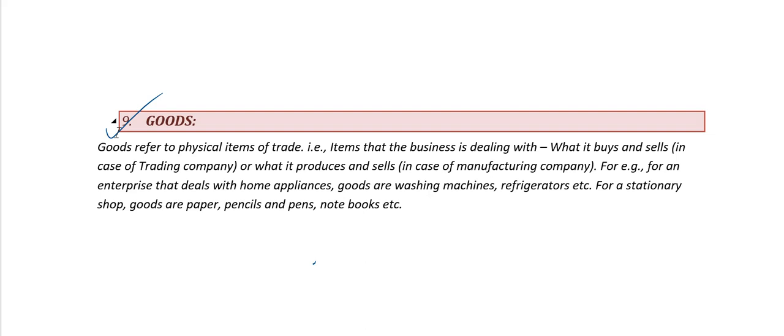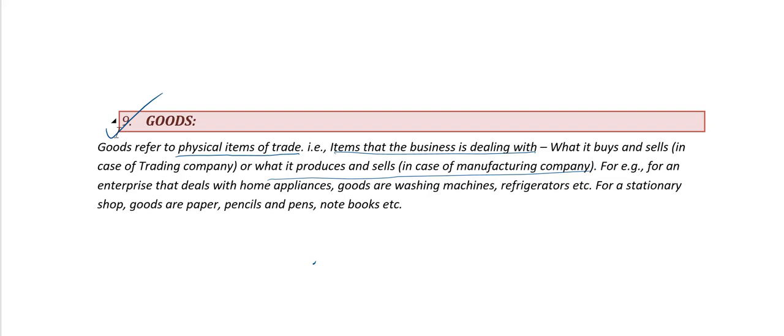Goods refer to physical items of trade. What is a physical item of trade? That is items that the business is dealing with. What it buys and sells in the case of a trading company, or what it produces and sells in the case of a manufacturing company.